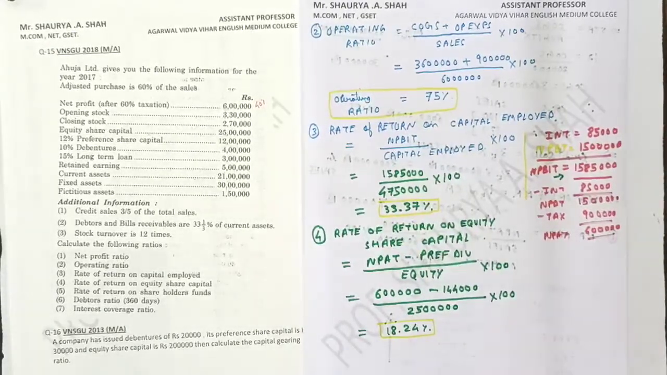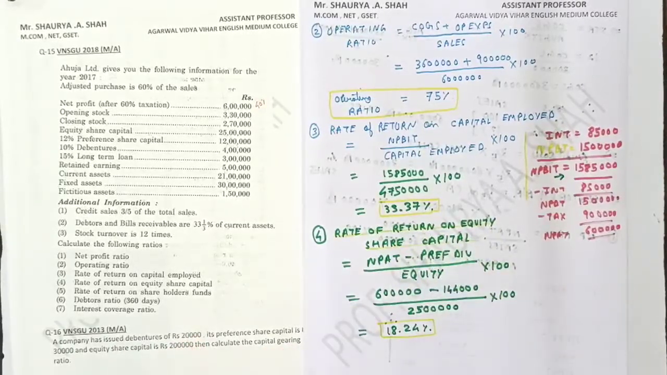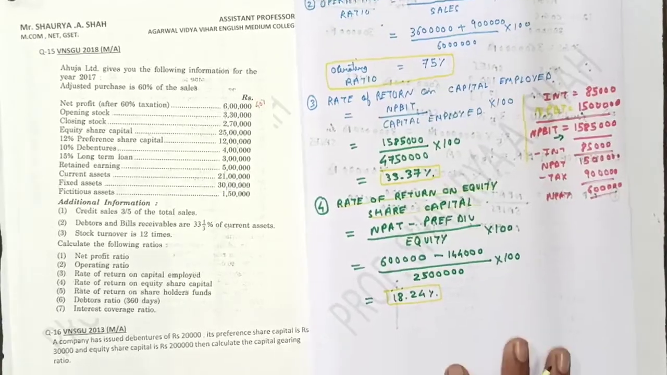Fine. So what we have found out is rate of return on equity share capital. Formula is NPAT minus preference dividend upon equity into 100, right? Is it clear? Okay. Moving on to the next part, that is rate of return on shareholders fund, right?